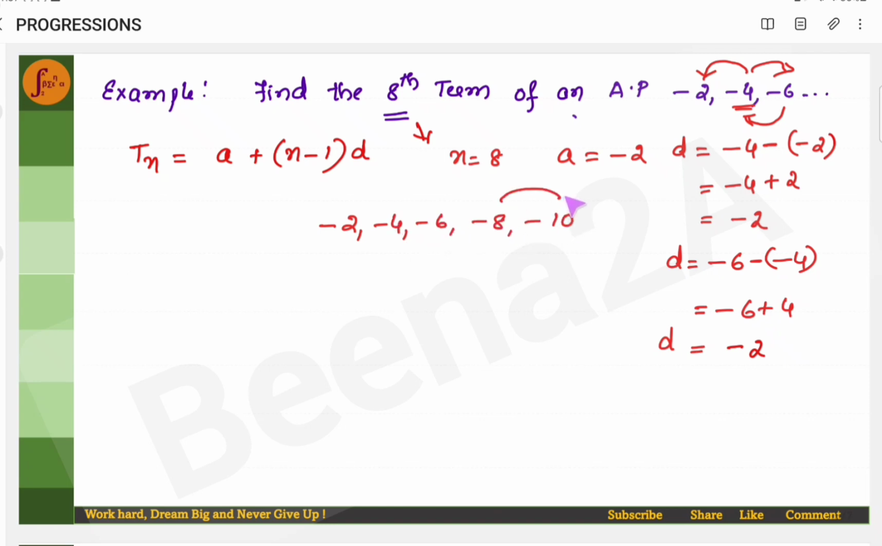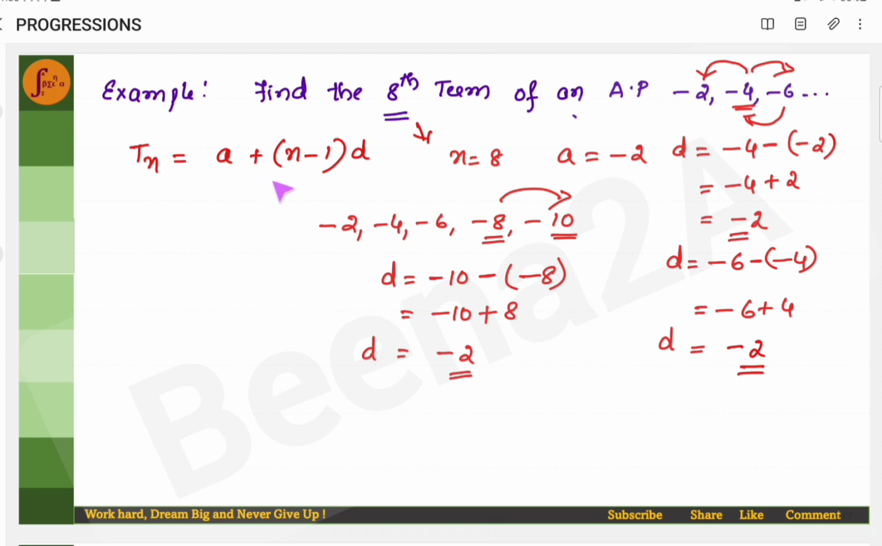Now let's take this case. Let me find the difference between minus 10 and minus 8. So I'll first take minus 10. And what is the previous number? Previous number is minus 8. And what do I have to do? I have to find the difference, that is, I have to subtract. So what do I get? Minus 10, minus into minus is plus, so I'll get minus 2. So D is equal to minus 2. Now you saw in every case the difference is the same.